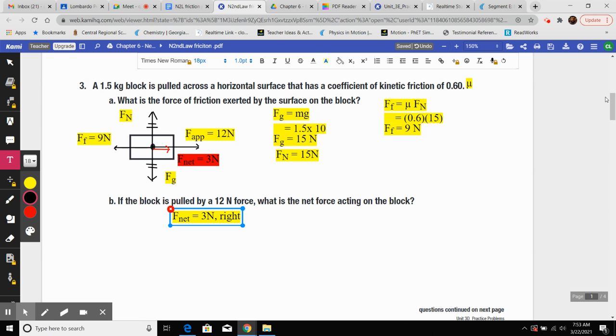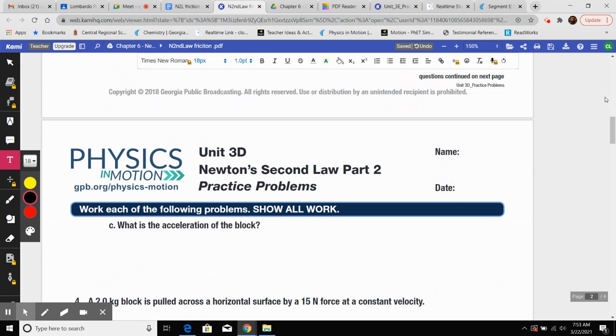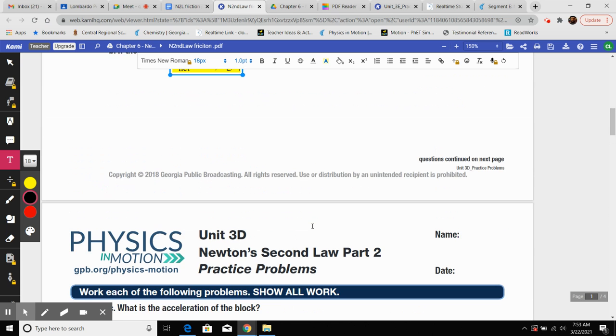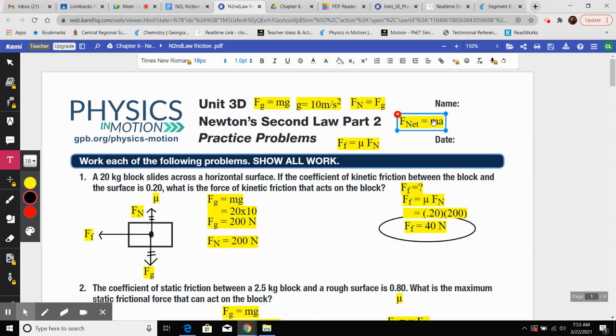Remember from last week, the accelerations have to go in the direction of our net force. So the fact that we have our net force going to the right, that is telling us our acceleration is going to be to the right if we have an acceleration. Oh snap! We have to find acceleration. That's what they want here. So what is the acceleration of the block A?